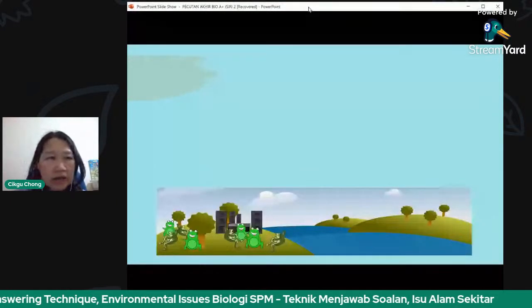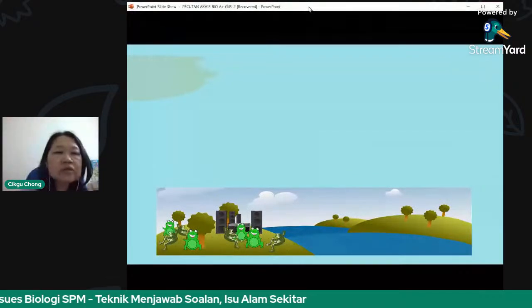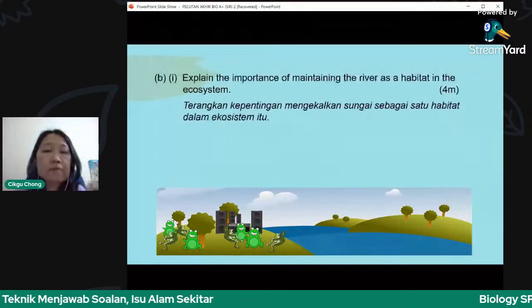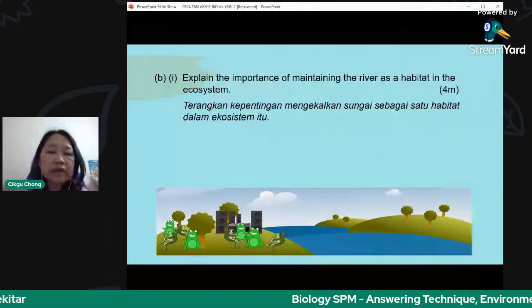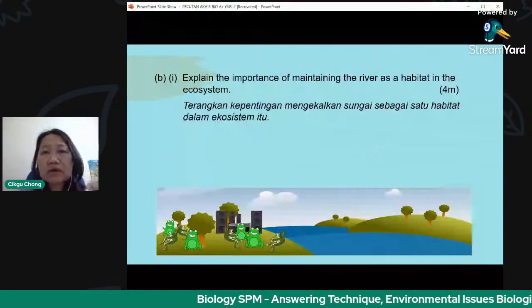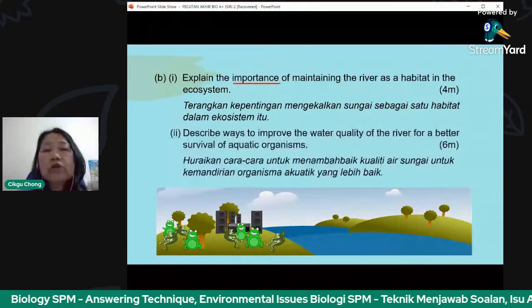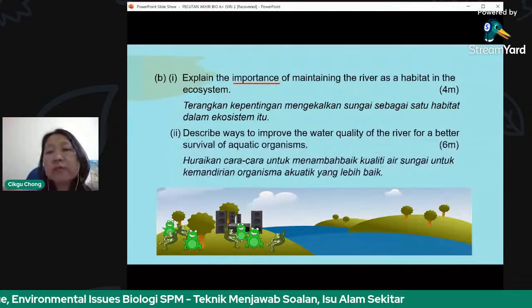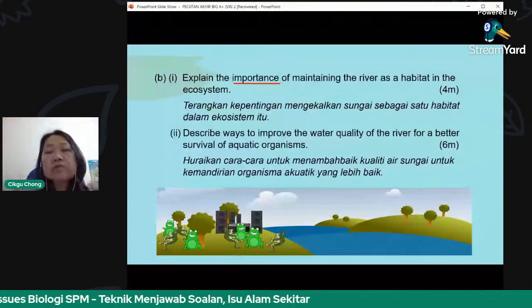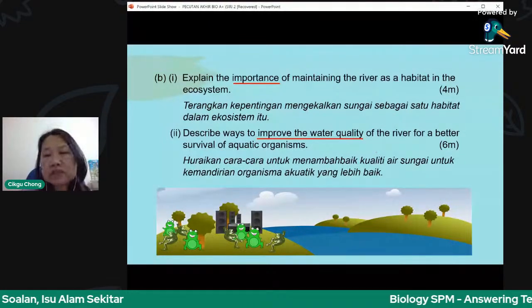Now, this picture is not given by the question. I just put it in for decoration. So, explain the importance of maintaining the river as a habitat in the ecosystem. Why is it important to make sure your river is not polluted? Let me talk about the importance of the river. And next question, describe ways to improve the water quality of the river for better survival. How are you going to improve the quality of the river? Make sure the river is of better quality, the water becomes better. So you have to think of some ways.